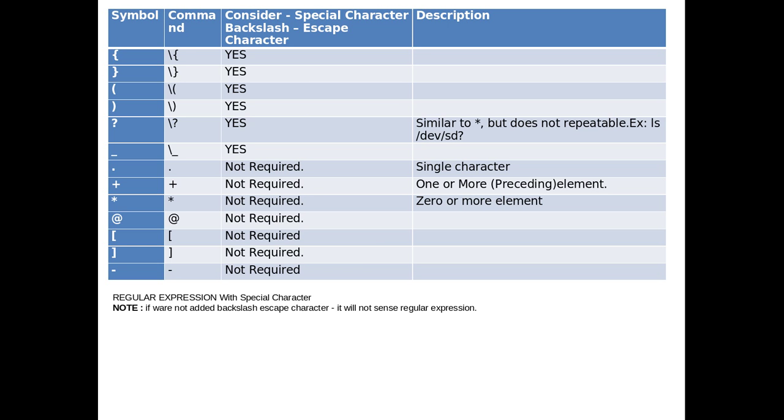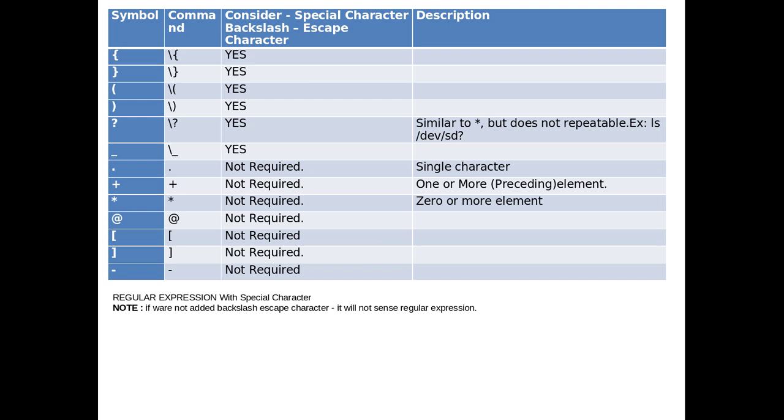So which are the characters where we need to use the backslash? You can see from the top: open and close curly brackets, except for the square bracket, all the remaining brackets need a backslash, and also the question mark and underscore. These are the things where we need to use the backslash. The remaining things we need not use the backslash for.